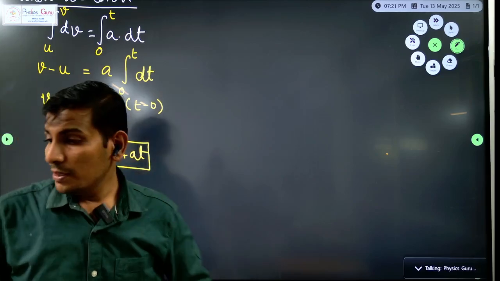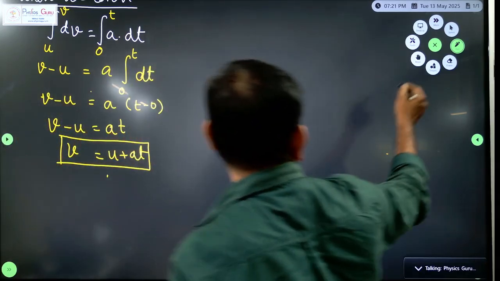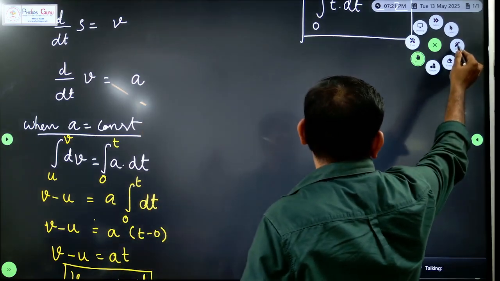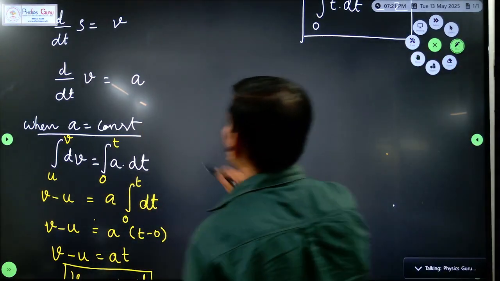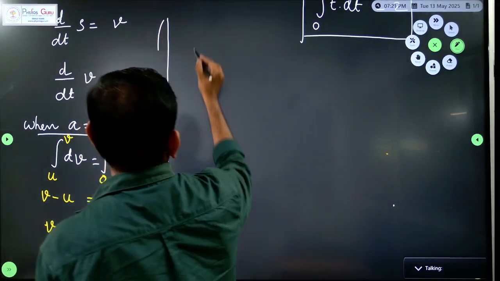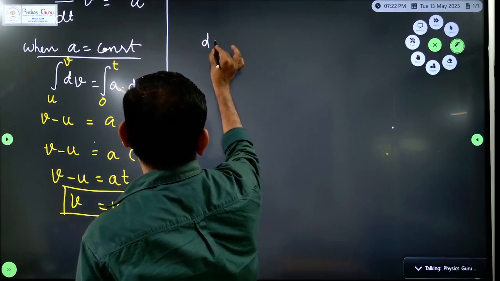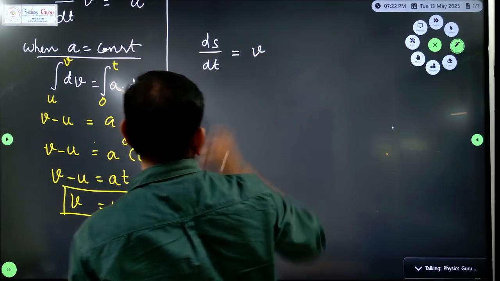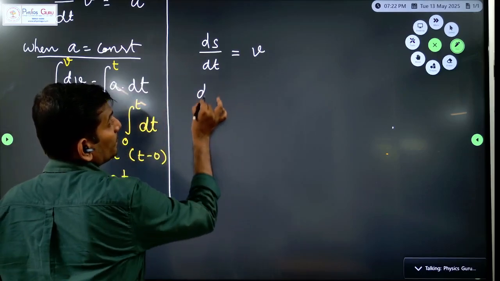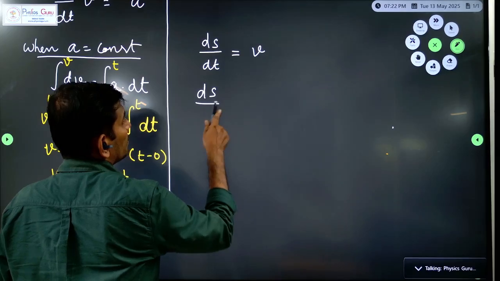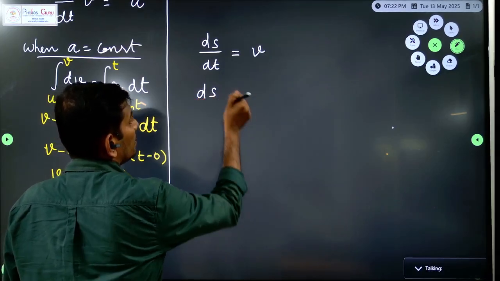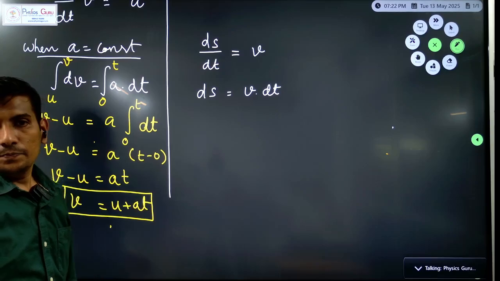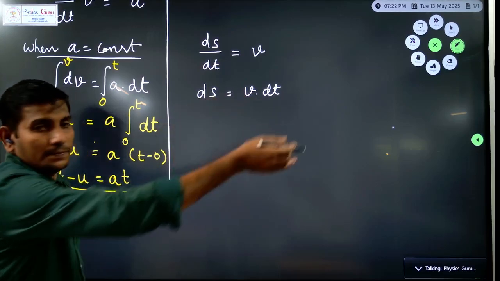So now let's go back and take the other equation. The change in displacement by change in time is equal to velocity. So I can say change in displacement equals v dot dt. Now two sides are changing. What's the next step?